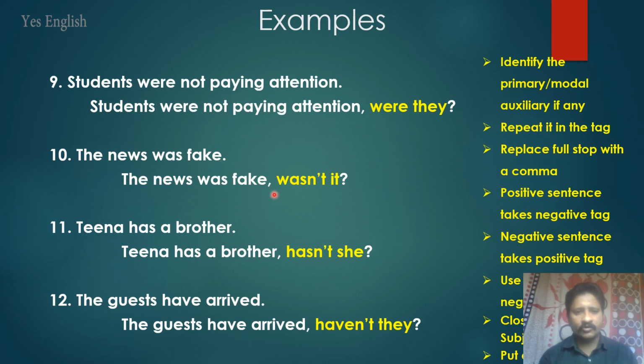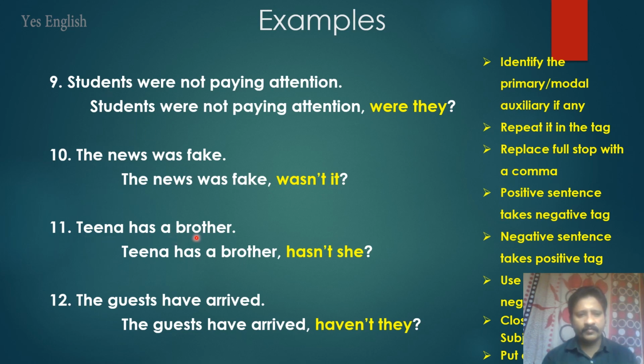Okay, so please note the use of comma, and was is used repeatedly here, and this sentence is positive, so we use wasn't instead of was not. As a contraction, we use wasn't. The news: instead of the news, we use the pronoun it.